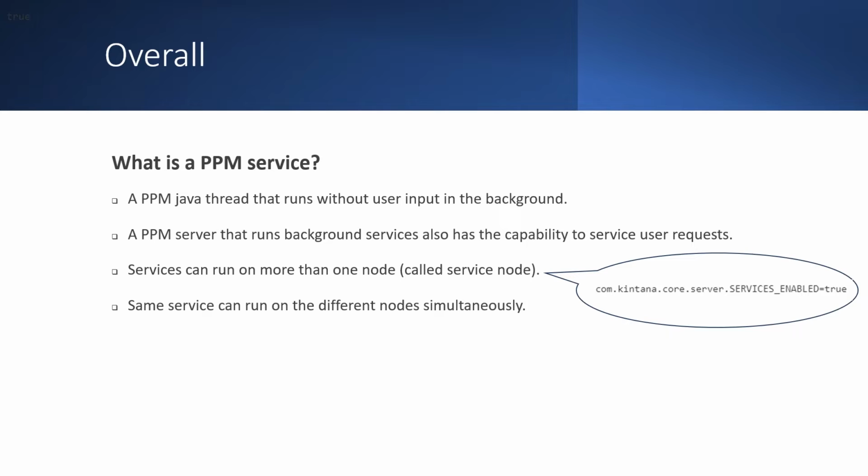If you're using a cluster environment with multiple machines, you can enable the services on some of the nodes as service nodes by setting parameter service_enabled as true in the server.conf file. It is recommended to disable those nodes from running the PPM background services if there are nodes in the cluster that do not handle incoming user requests.